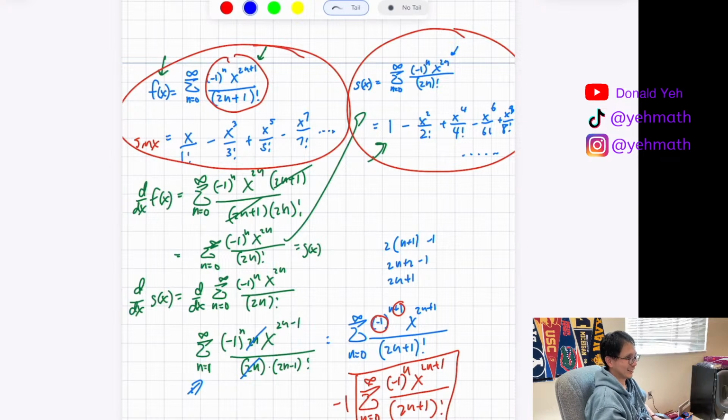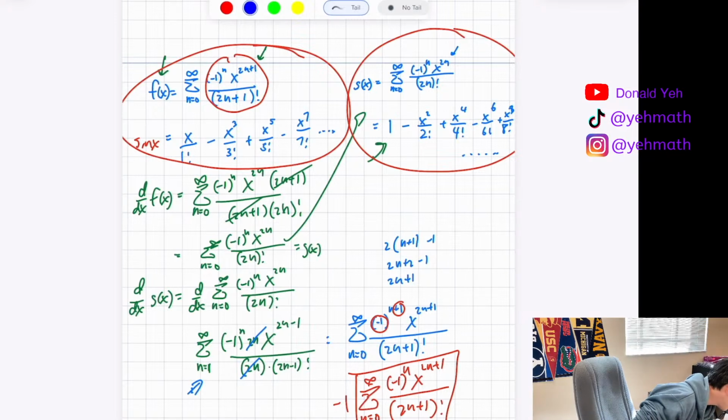Wait, so we have to derive it, right? And then set it, like, shift it. Yeah.